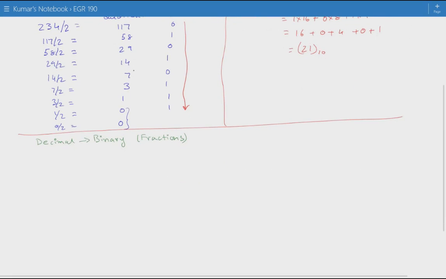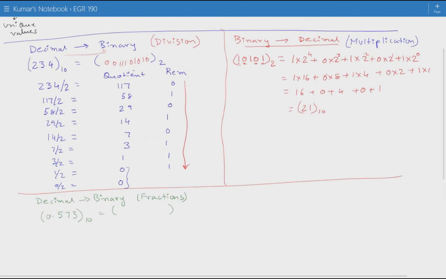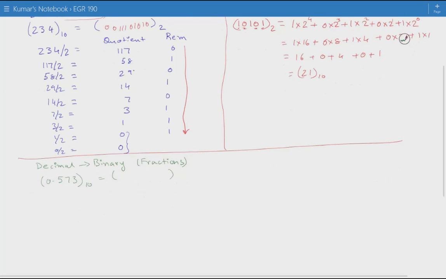Right? So the number we have is 0.573. We are given this in decimal and we need to convert that to binary. So here, when we did the integers, what we did was the division, and this is going to be slightly different where you have to do multiplication.